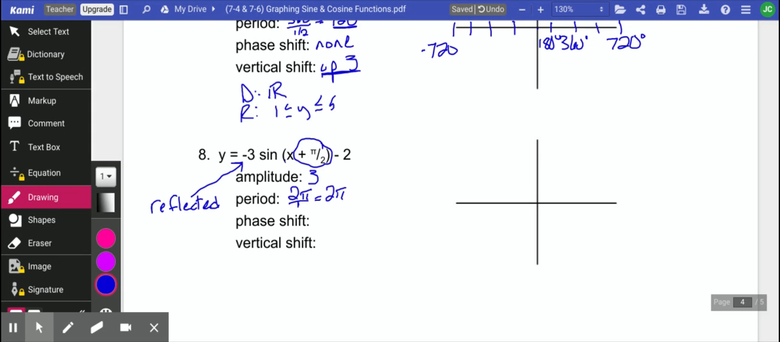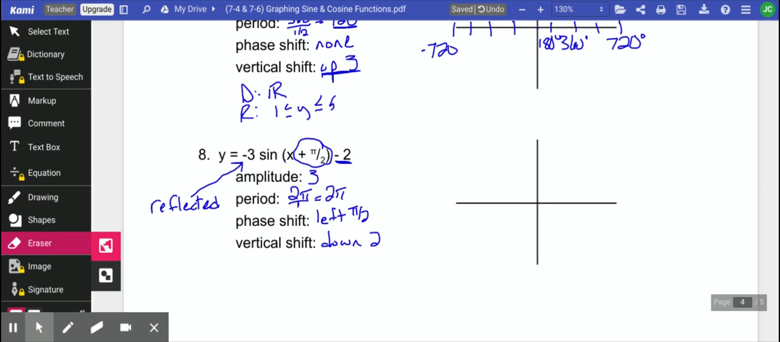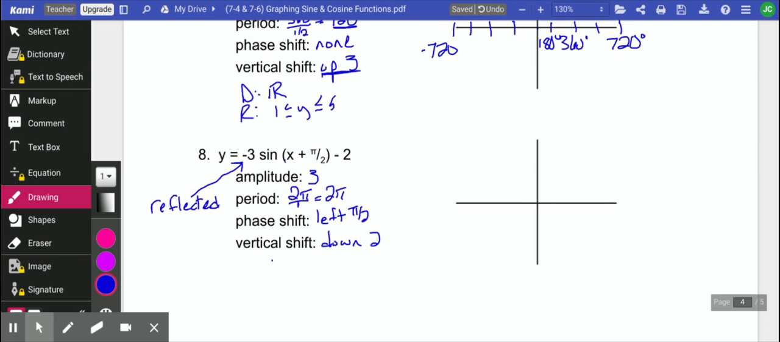Our phase shift is in here in the parentheses. That's opposite of what you would expect. So we're shifting left, pi over 2. And our vertical shift is this number here. We're going down 2. All right. Now, often when I start graphing these, I work from the bottom information up.